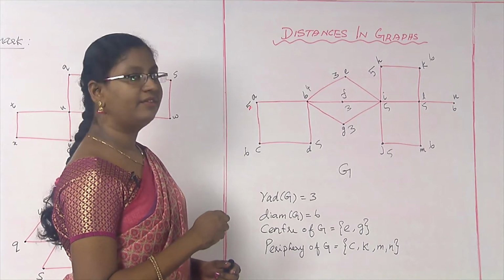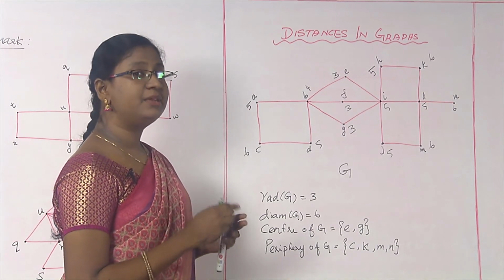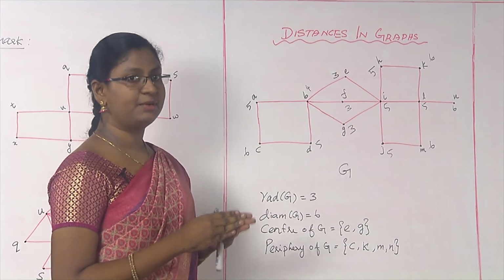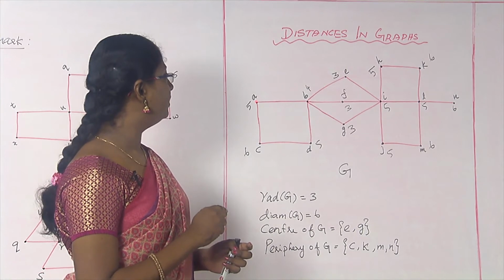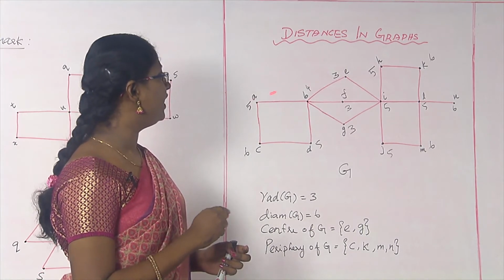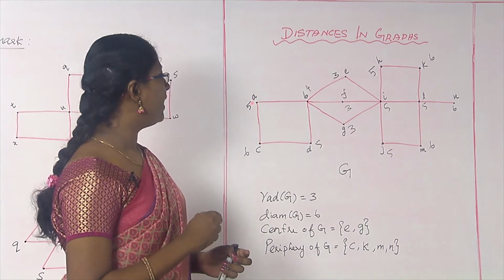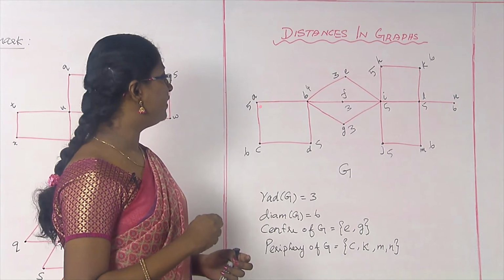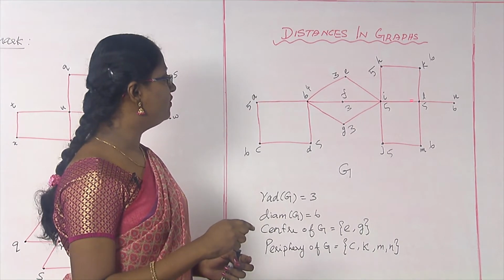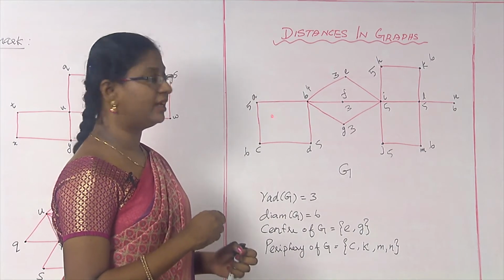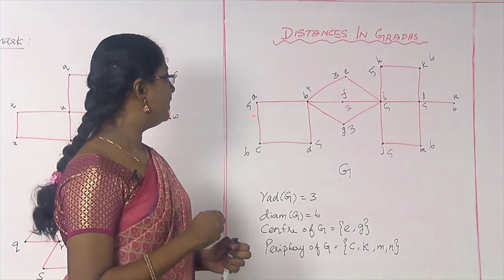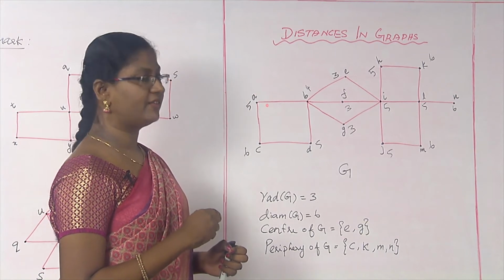So, here when I speak about eccentricity, I am interested in finding the maximum distance. The maximum distance is 5 that I am getting if I consider the distance between A to K or A to N. The distance is 1, 2, 3, 4, 5. So, the maximum distance I can get from the vertex A is 5, that is, the eccentricity of A is 5.